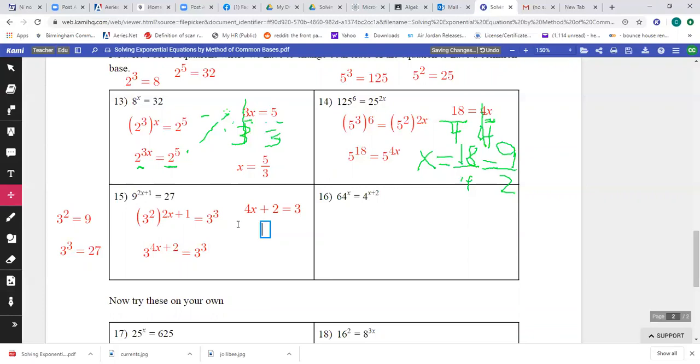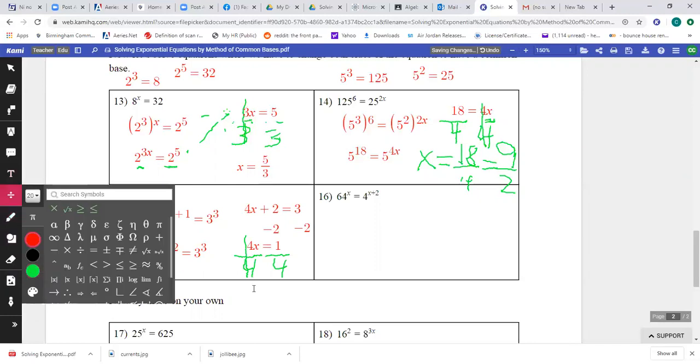So now all I need to do is subtract 2 from both sides. It's a simple two-step equation now, right? Subtract 2, subtract 2. And then so now I get 4x is equal to 1. And then so all I do here is I divide both sides by 4. And then so I get a fraction here as my answer. So x is equal to 1 over 4.